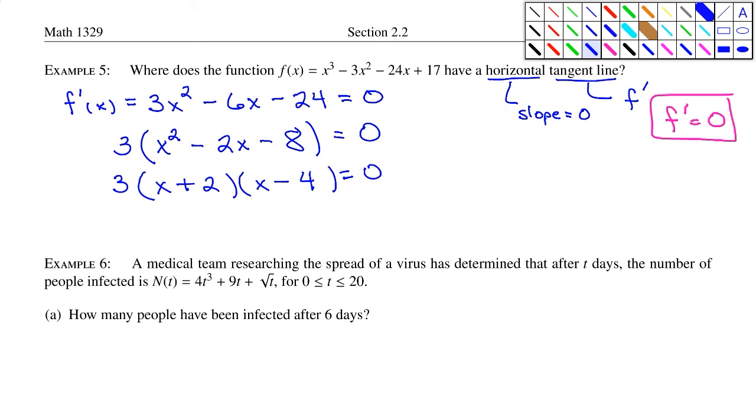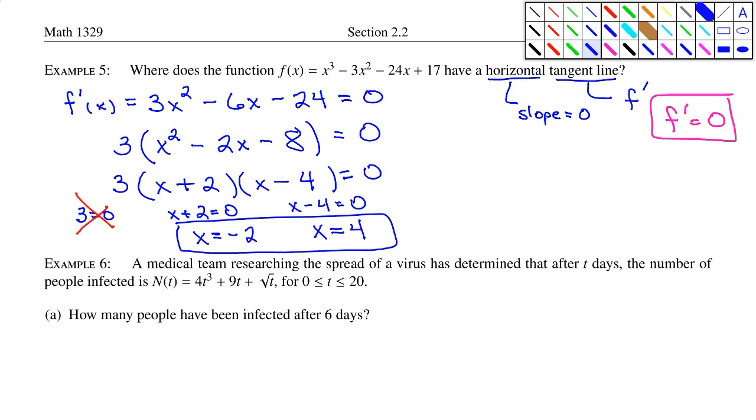Then you set all three parts equal to 0. So 3 equals 0, x plus 2 equals 0, and x minus 4 equals 0. Well, 3 equals 0 doesn't have any x's, so that doesn't yield anything. But these other two do. So we get x is equal to negative 2 and x is equal to 4. And those are the 2 points where this function has a horizontal tangent line.